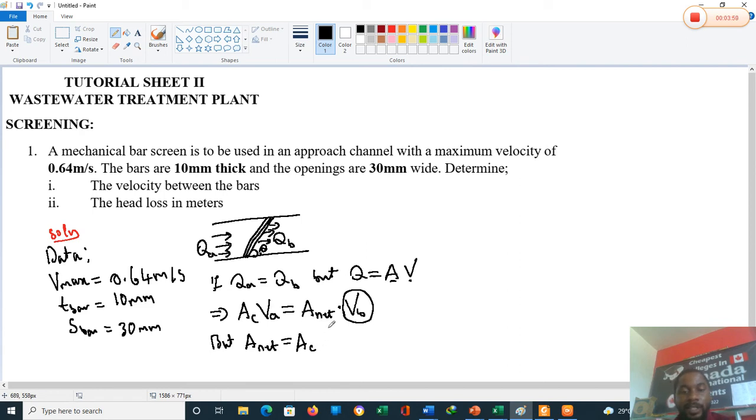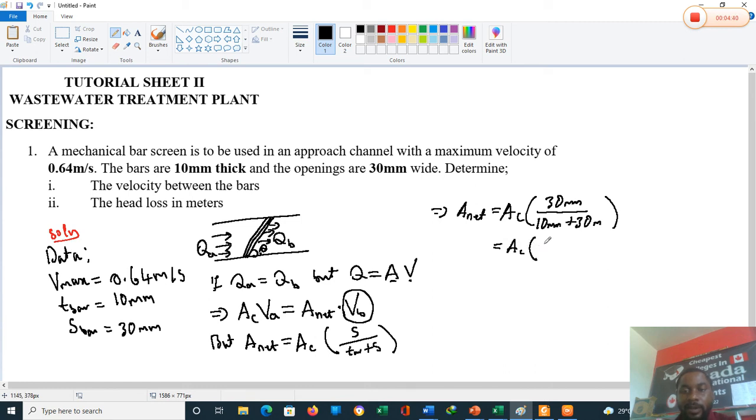A net is given as AC into the spacing between bars, all over the thickness of bar plus the spacing between bars. This implies A net will equal AC into 30 millimeters over 10 millimeters plus 30 millimeters. If we simplify that, we are left with AC into 3 over 4.